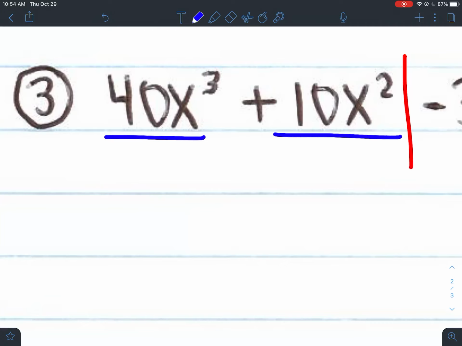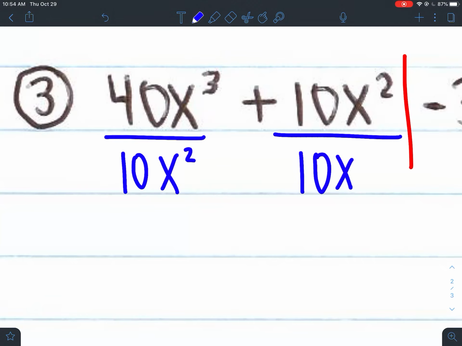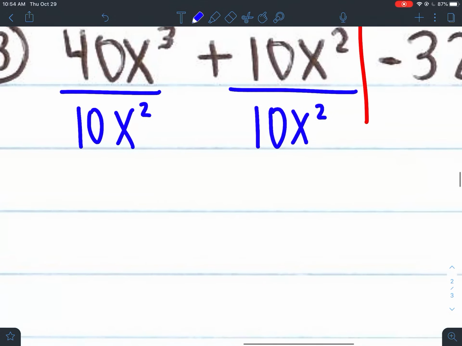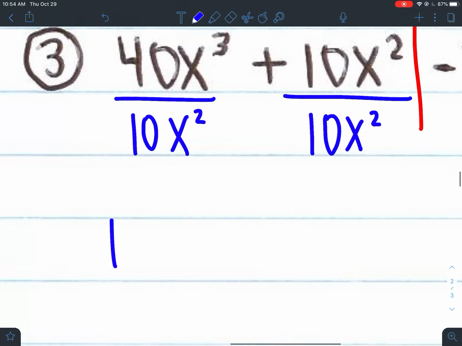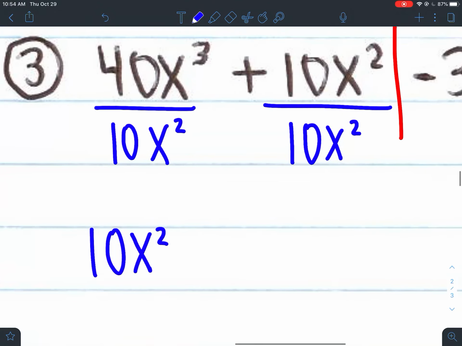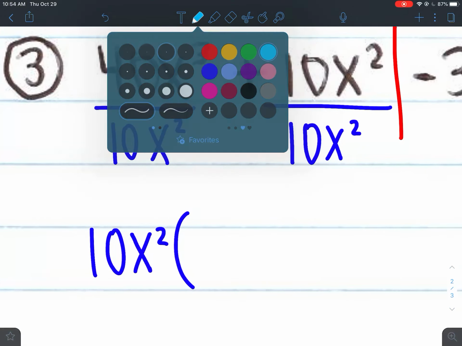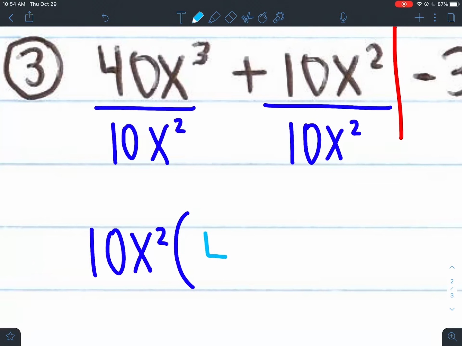The largest number that goes into 40 and 10 evenly is going to be 10. The largest amount of x's I can take out of both would be x squared. Well, the first one has x cubed, the second one has x squared, so the largest I can take out is x squared, which means my GCF that goes on the outside of my parentheses is 10x squared, leaving my leftovers on the inside. 40 divided by 10 is going to give me 4.